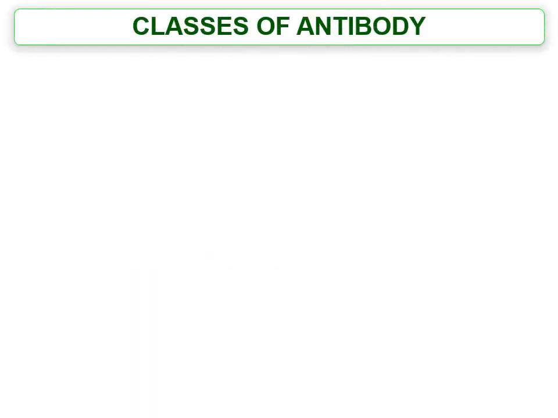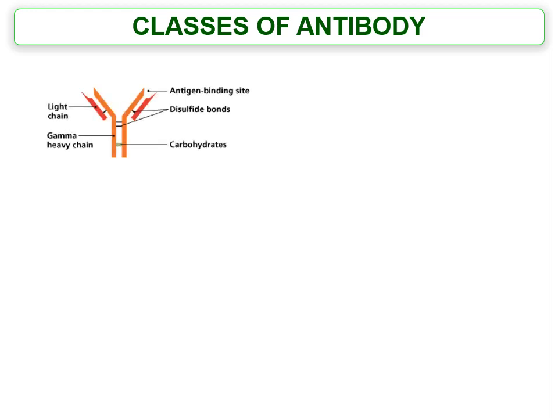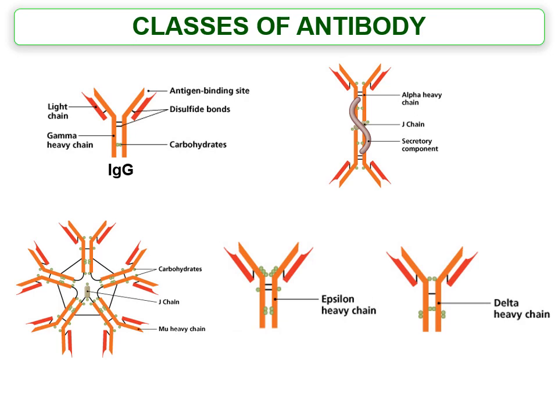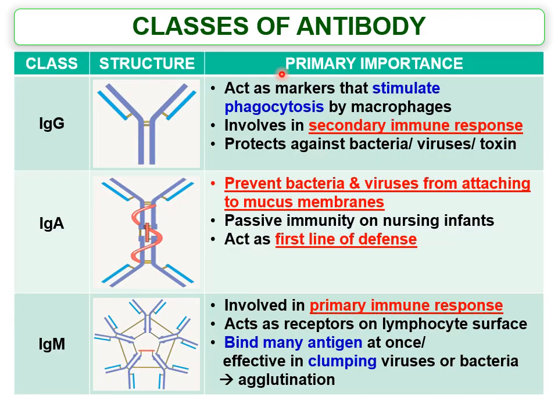There are 5 classes of antibody, which are IgG, IgA, IgM, IgE, and IgD. Now we go to the primary importance for each class of antibody.